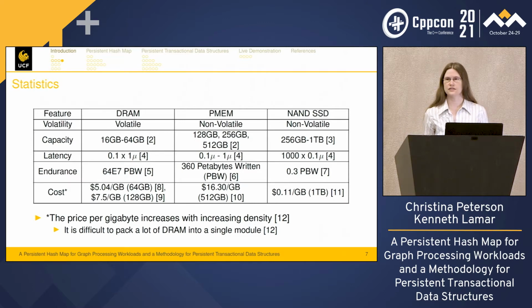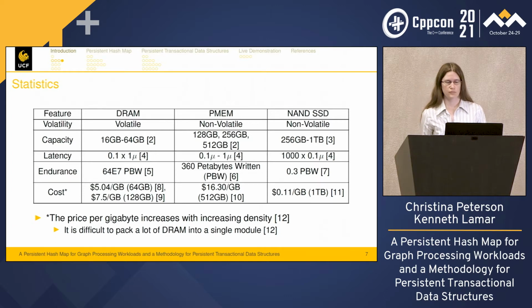So DRAM is volatile, whereas persistent memory and NAND SSD are both non-volatile. So DRAM caps out for capacity at about 64 gigabytes, and persistent memory max is at about 512 gigabytes typically. NAND SSD gets to about 1 terabyte in the general case.